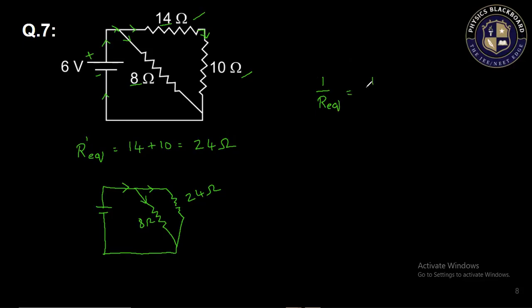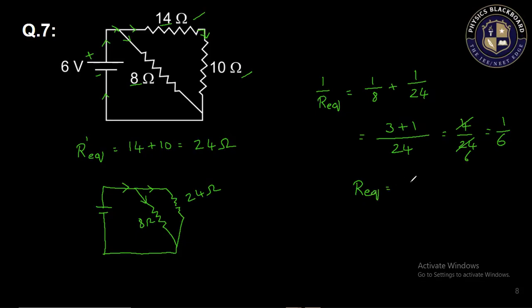1 by R equivalent is equal to 1 by 8 plus 1 by 24. That is, if you take the denominator, it is 24. You can say 3 plus 1, right? You will get 4 by 24. 4 ones are 4, 4 sixes are 24. So what you will get? 1 by 6. If you take the reciprocal of it, 1 by 6, you will get 6 ohms. So R equivalent is 6 ohms.